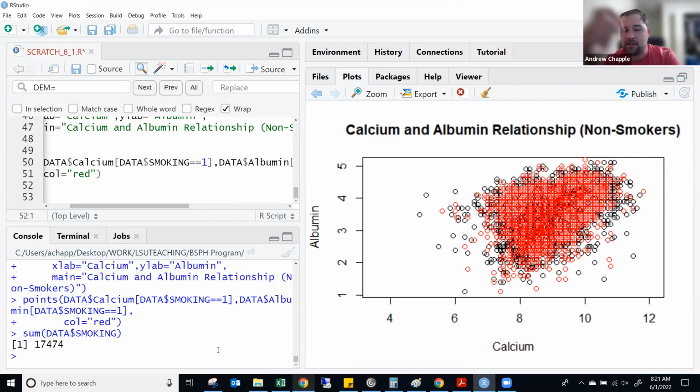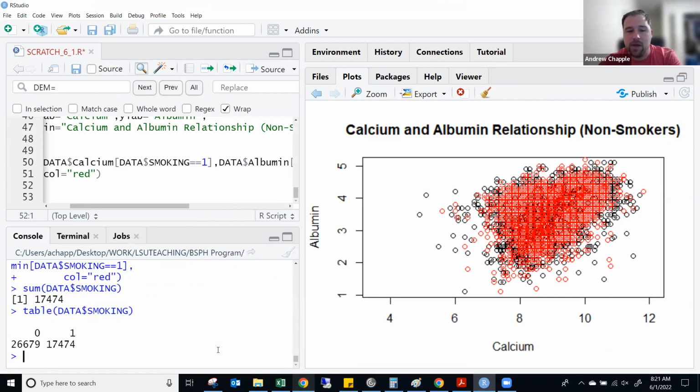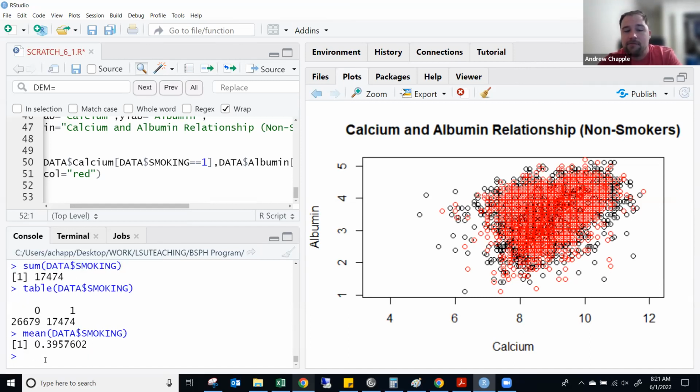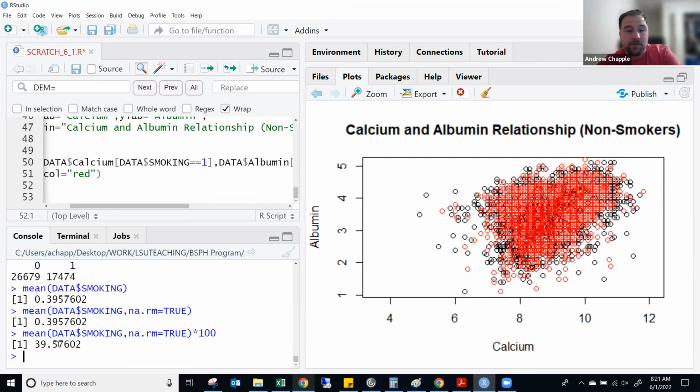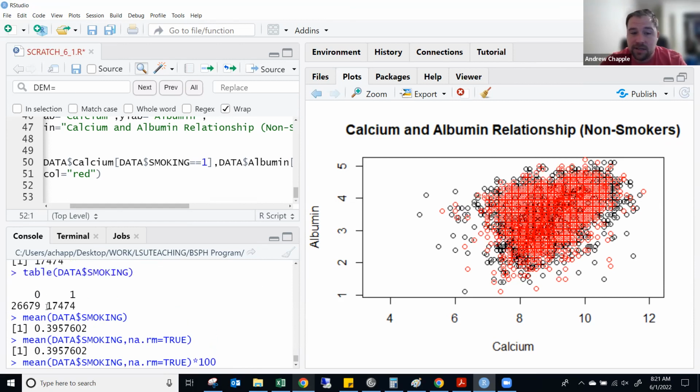I can do table too, just to look at this in a different way. Collectively, 17,474 of these patients were smokers. So you're going to do the same thing with heart disease. And if I want to know what percentage this is, I can just say mean. Now, if I have a variable with missing data, then I'm going to need to pass na.rm equals true to this. If the mean is 0.39, that means 39%. If I want to multiply this by 100, I can, times 100. So 39.57% of the patients are smokers. And you can see that's just the same number, 17,474 divided by this sum together.